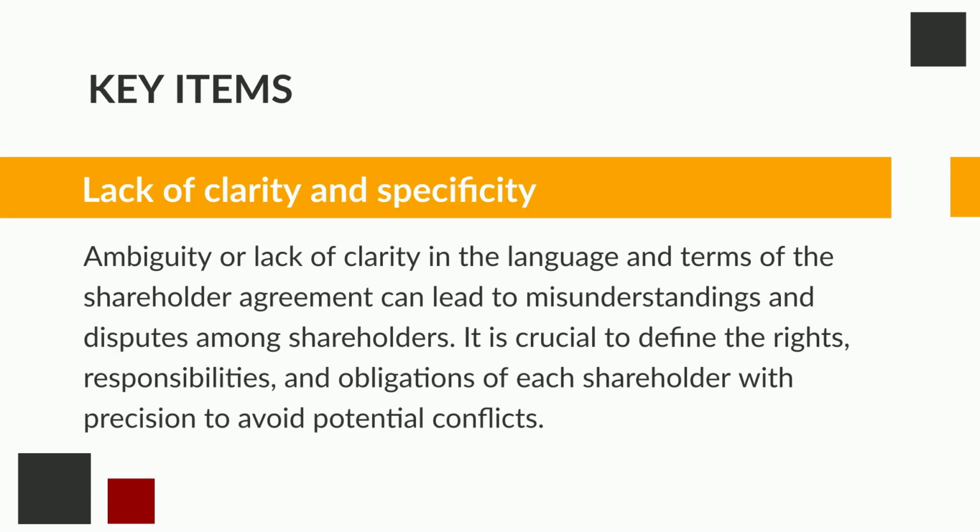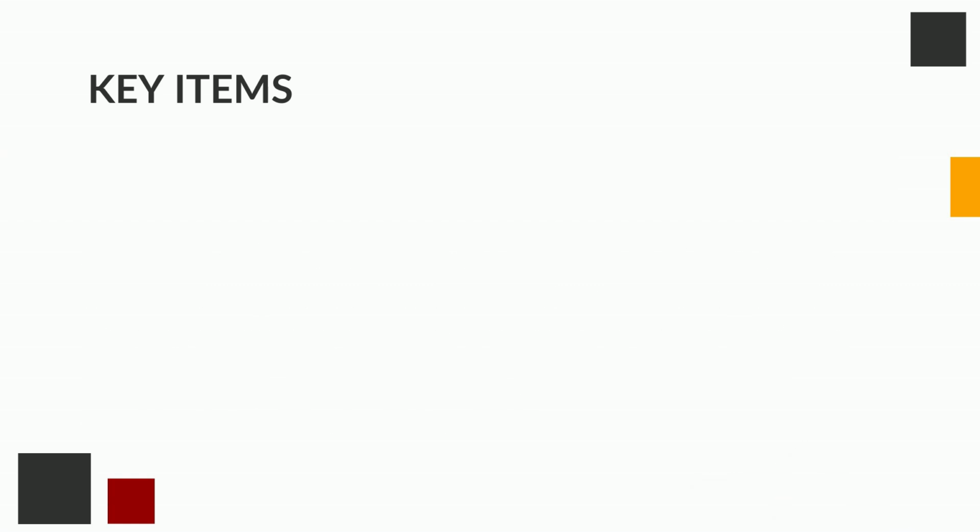Lack of clarity and specificity. Ambiguity or lack of clarity in the language and terms of the shareholder agreement can lead to misunderstandings and disputes among shareholders. It is crucial to define the rights, responsibilities, and obligations of each shareholder with precision to avoid potential conflicts.